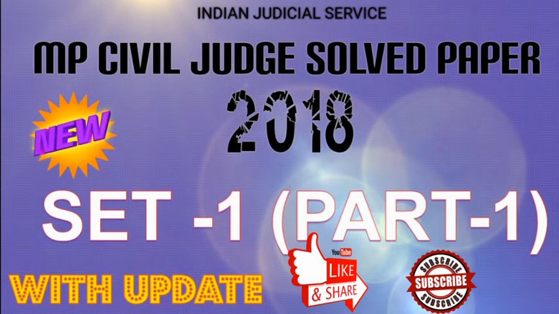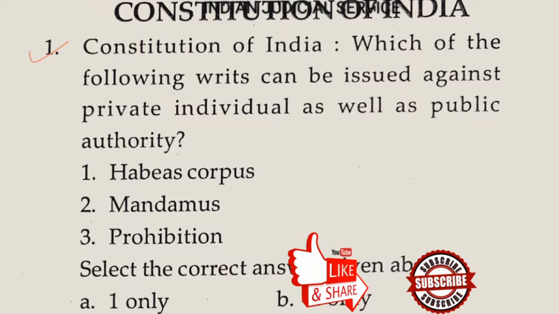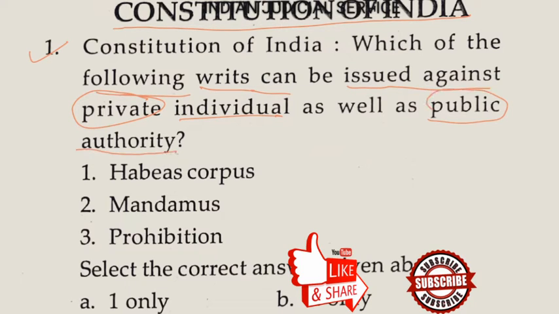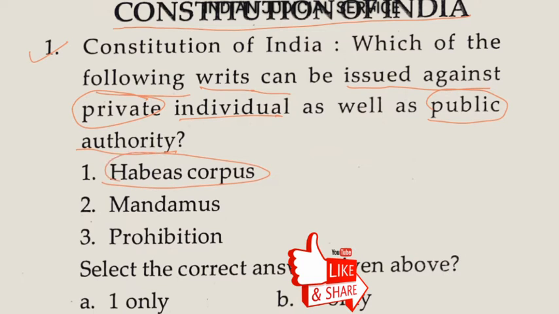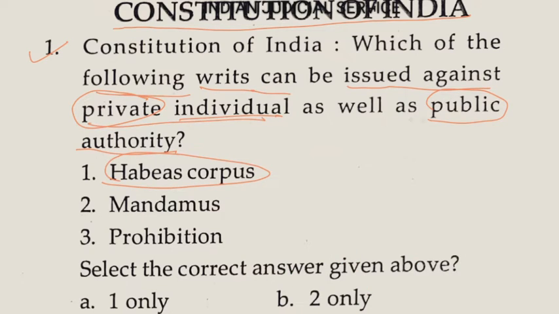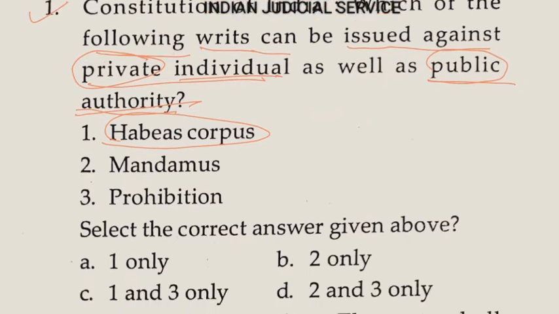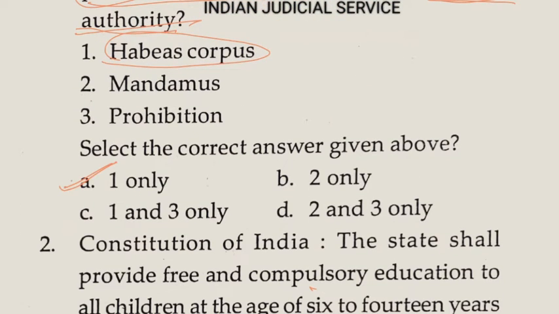Let's get started. Now question number 1. These questions belong to the Constitution of India. Which of the following writs can be issued against a private individual as well as a public authority? So only the habeas corpus writ is issued against a private individual as well as a public authority. So clearly the answer here is option A.